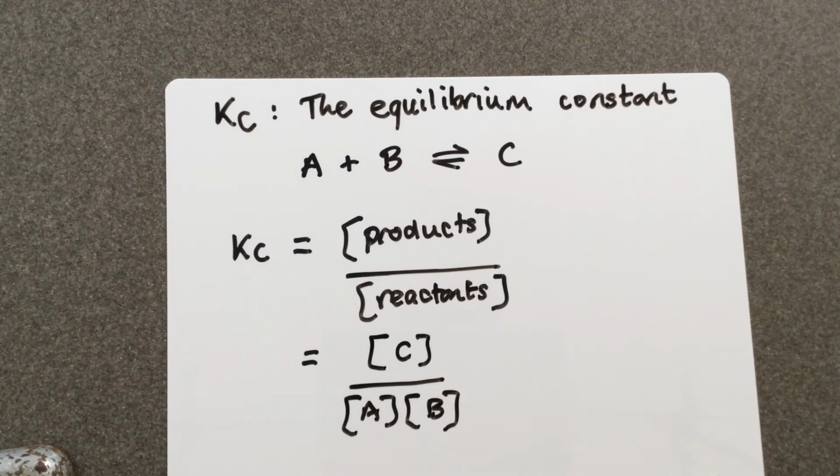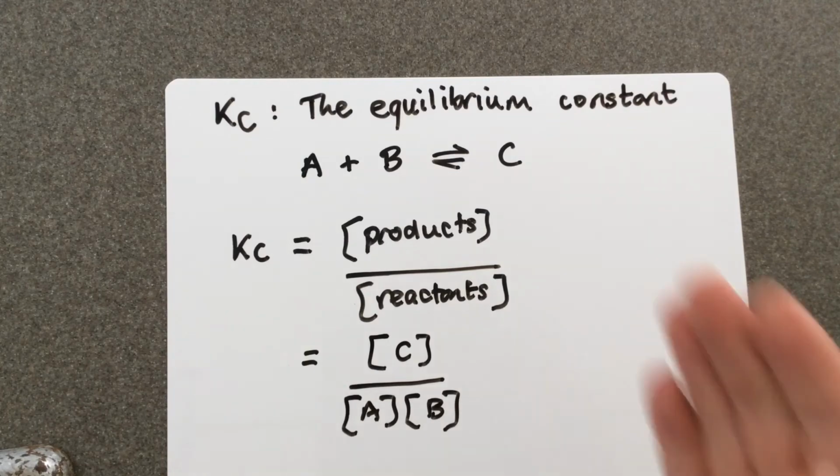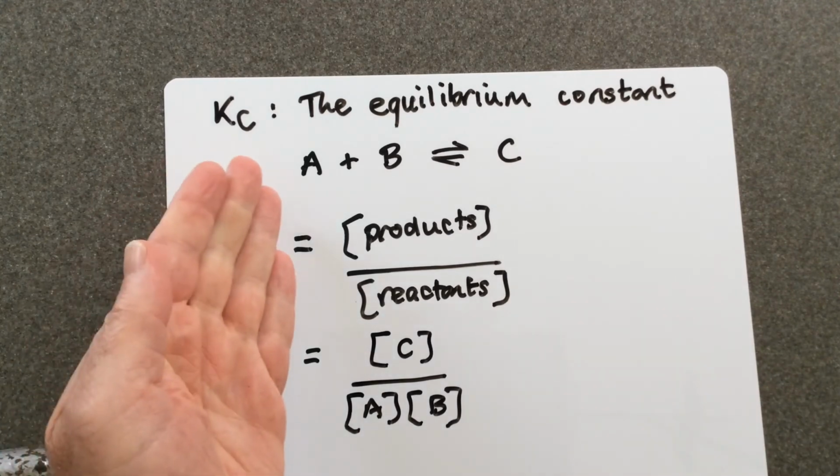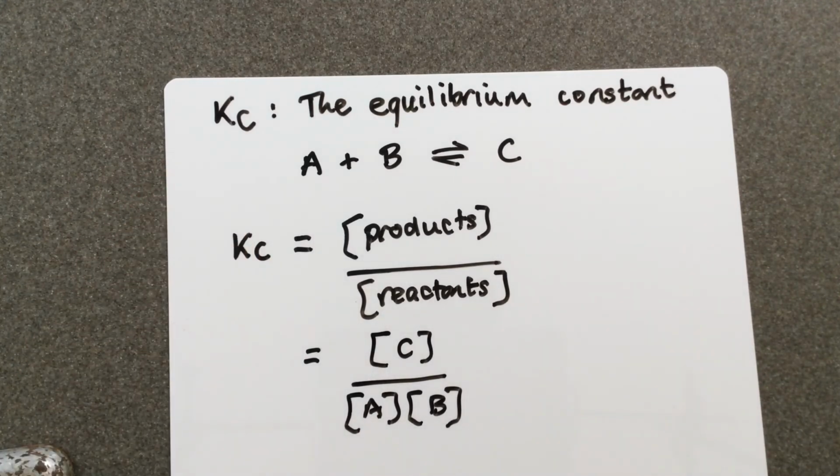And the size of that numerical value tells me something about the position of equilibrium. Does it lie to the right-hand side in favour of the products, or does it lie to the left-hand side in favour of the reactants? And am I able to change the value of Kc by changing conditions? That's something that we're going to look at as we move through year 13. Does Kc have units? Well, possibly.